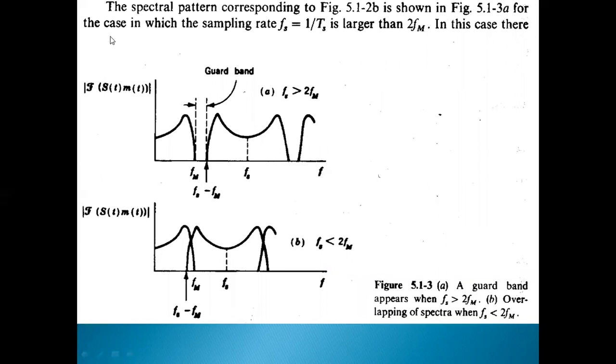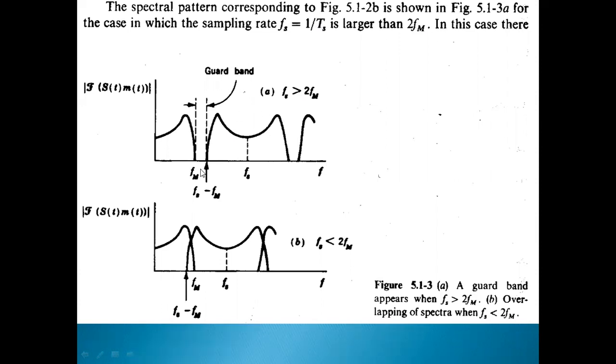Now the spectral pattern corresponding to the above figure. Now we can show another figure for the case in which the sampling rate Fs, where Fs is equal to 1 by Ts, and Ts is the sampling time. So now Fs is larger than 2FM. In this case Fs is greater than 2FM. The first figure, figure A, says Fs is greater than 2FM.